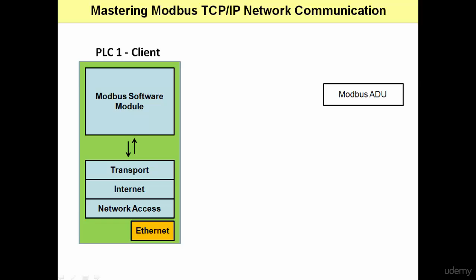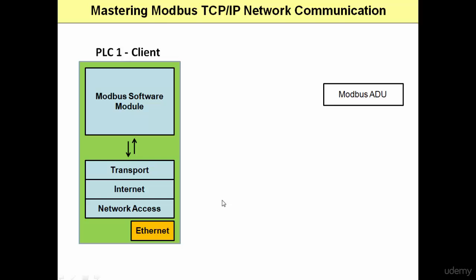Before I go on to looking at some examples of Modbus TCP/IP data streams, I would like you to understand what happens after the Modbus software module in a Modbus TCP/IP device passes its data to the TCP/IP software module. Now you can see in this diagram, which we've been using all along, we have this PLC one, which is a client, and we have the Modbus software module that interacts with the TCP/IP module, which has several layers, by the way, and then there's Ethernet.